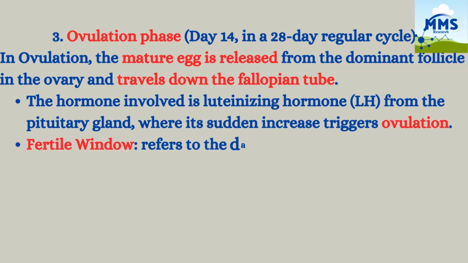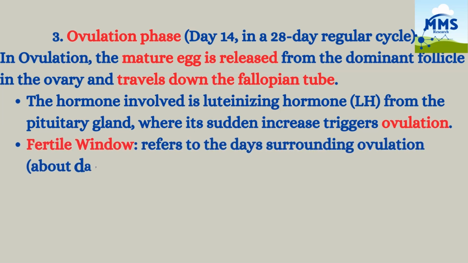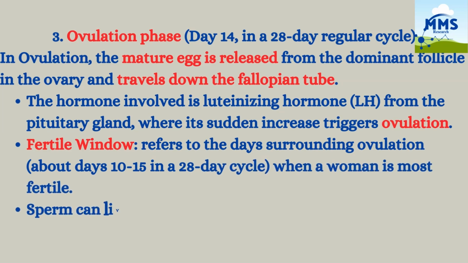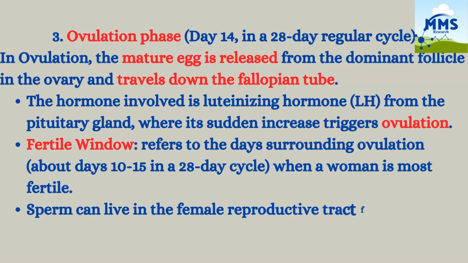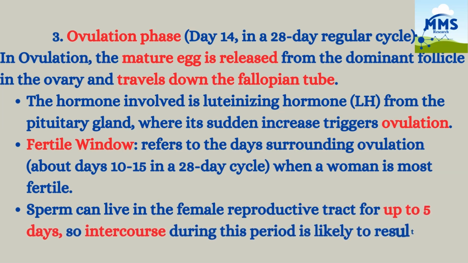Fertile window refers to the days surrounding ovulation, about days 10 to 15 in a 28-day cycle, when a woman is most fertile. Sperm can live in the female reproductive tract for up to 5 days, so intercourse during this period is likely to result in pregnancy.